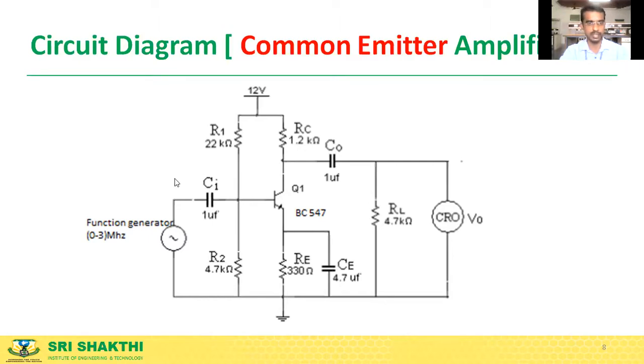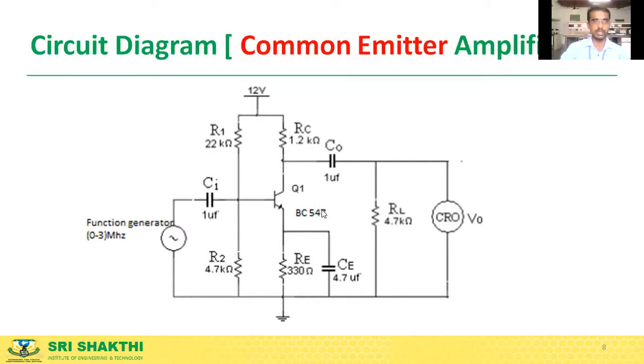Other than this, the input is given through the function generator and the output is seen through the cathode ray oscilloscope, right? You have a coupling capacitor at the input and the output to avoid DC bias, meaning DC offset, at the input and the output. You have a collector resistance of 1.2 kilo. So this is the setup.